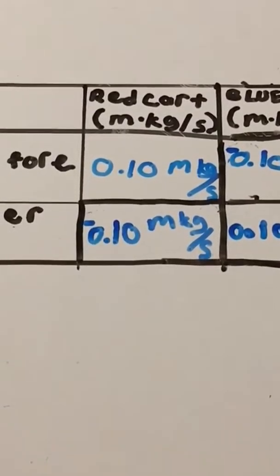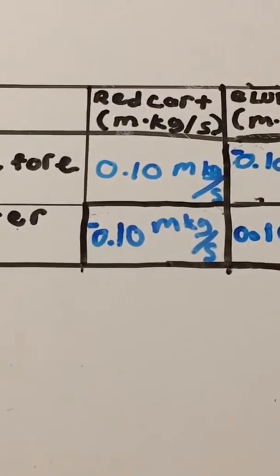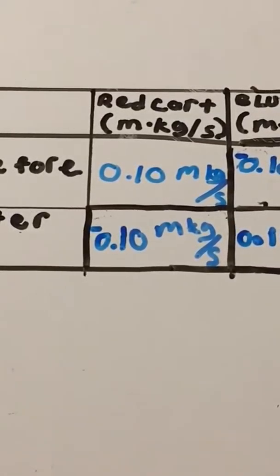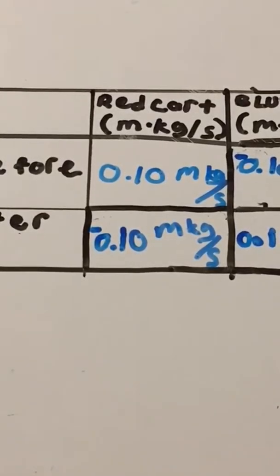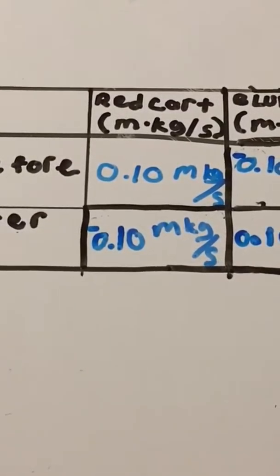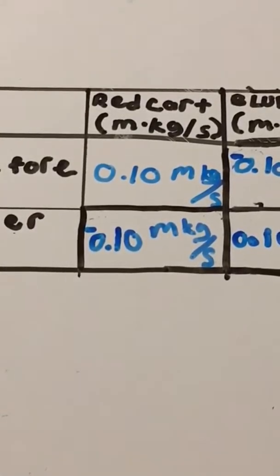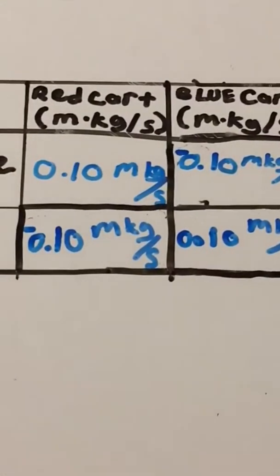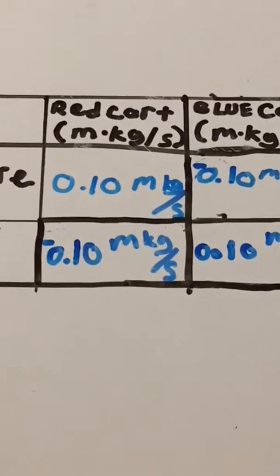When we look at our data, we see the momentum before the collision for the red cart is 0.10 meters times kilograms over seconds, and for the blue cart it is negative 0.10 meters times kilograms over seconds. When we add the total of both of those up, we get 0.0 meters times kilograms over seconds.